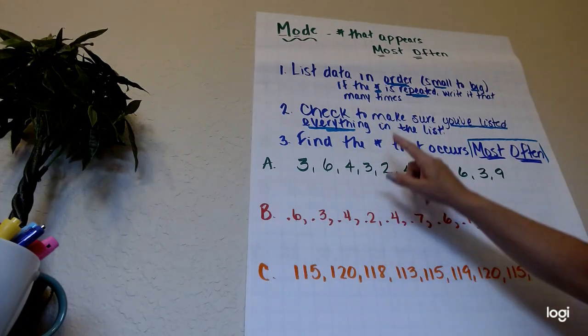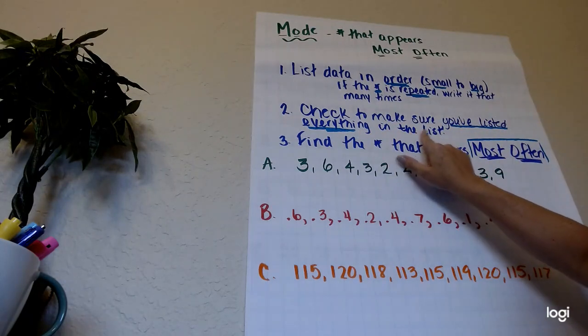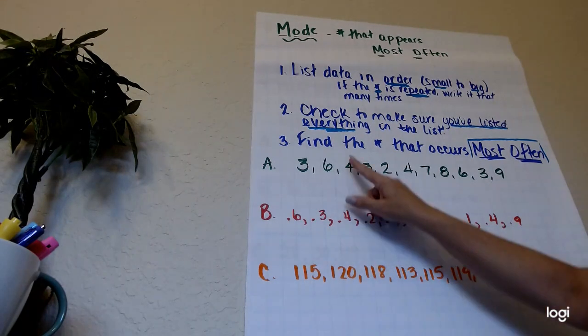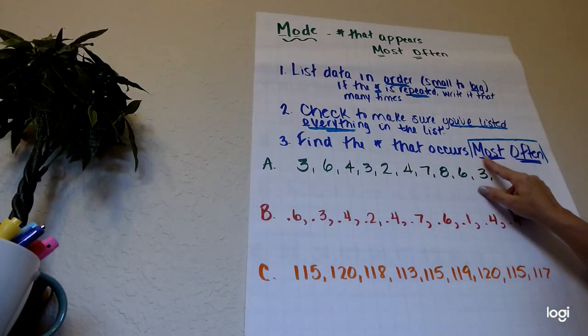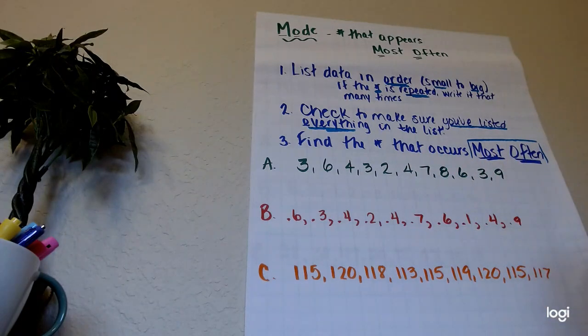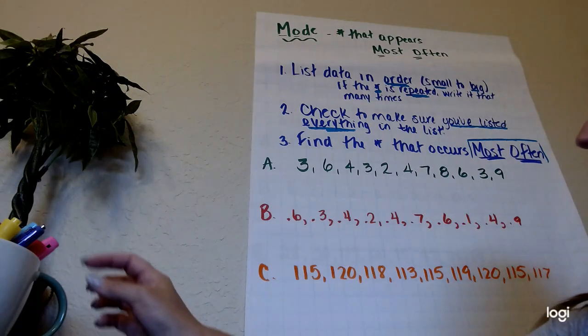Number 2, you want to make sure that you listed every single thing in your list. I like to cross them out as I go along, and you're going to see me do that as we go through our list. And then you're going to find the number that occurs most often, M-O, most often. So let's find the mode for this group of numbers.